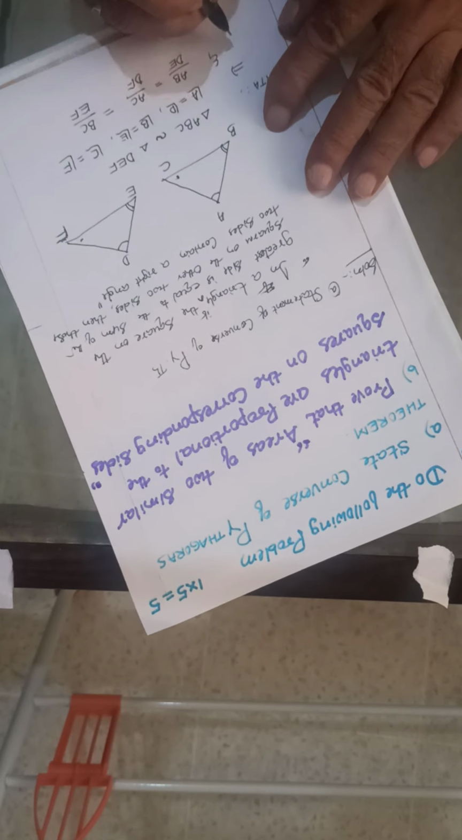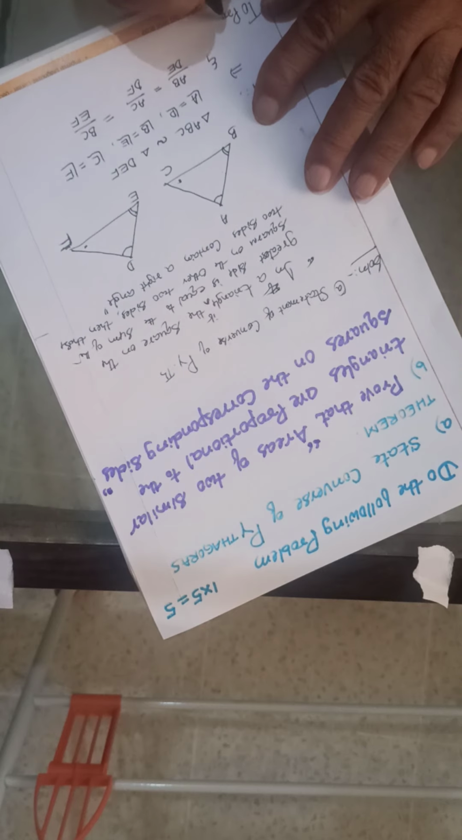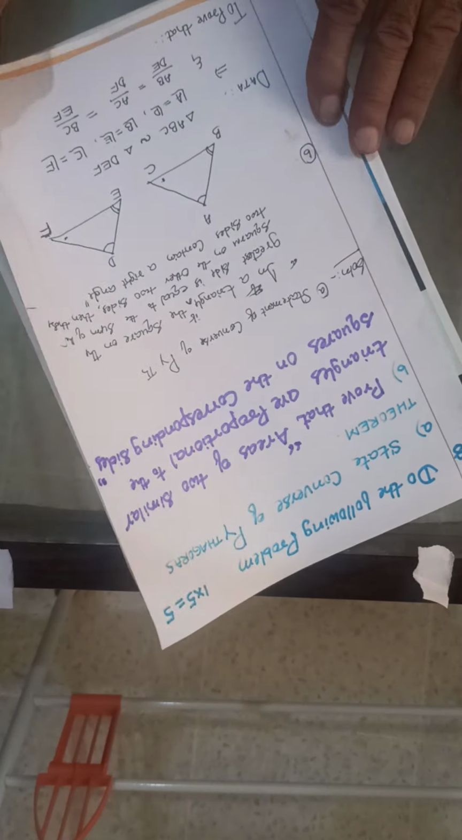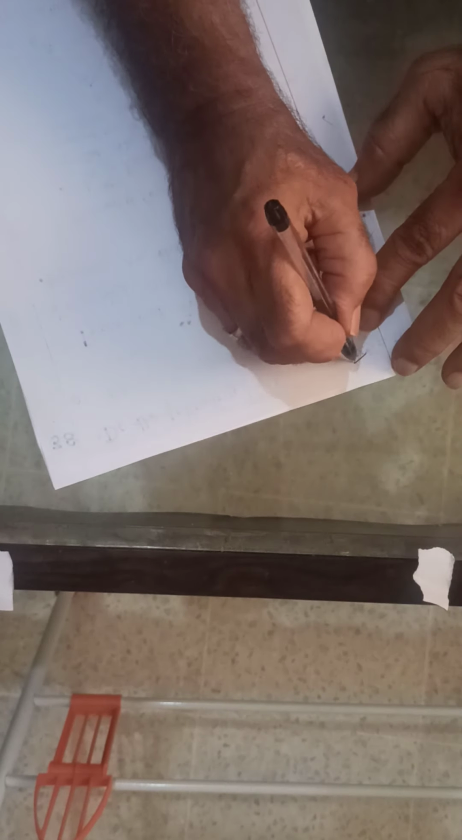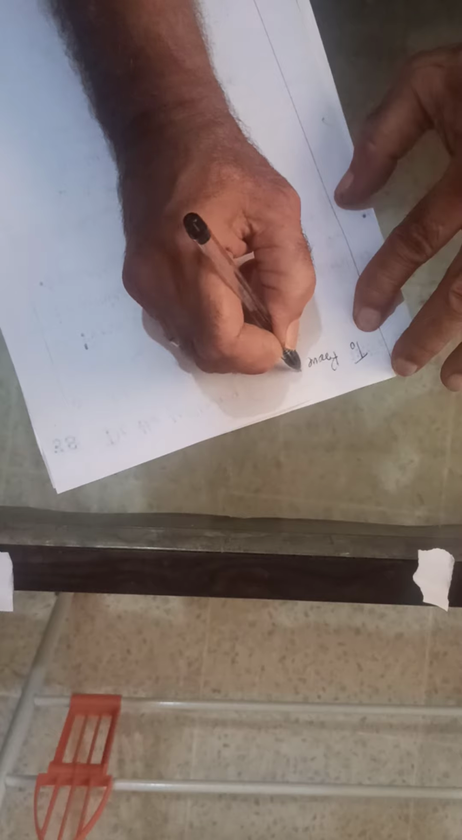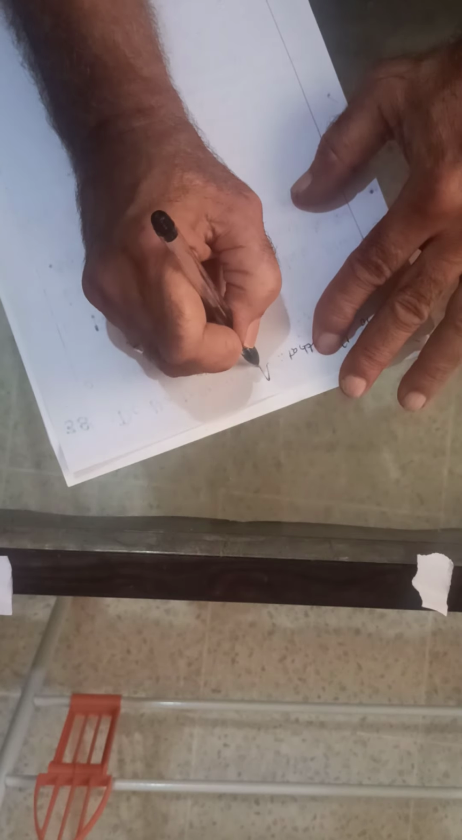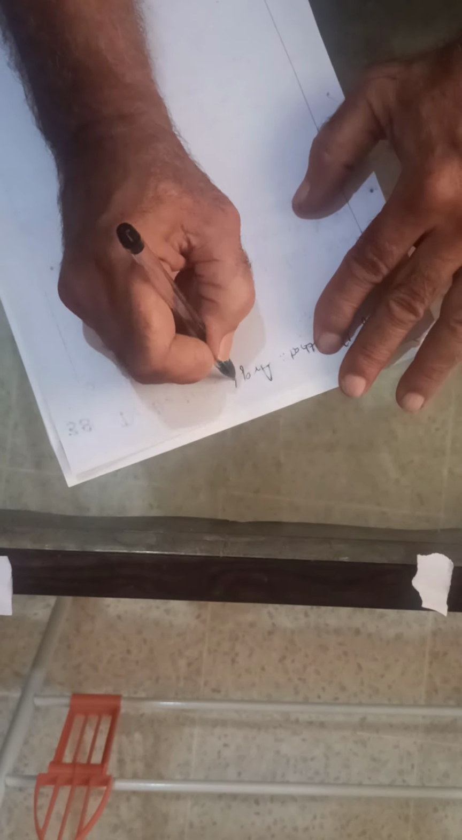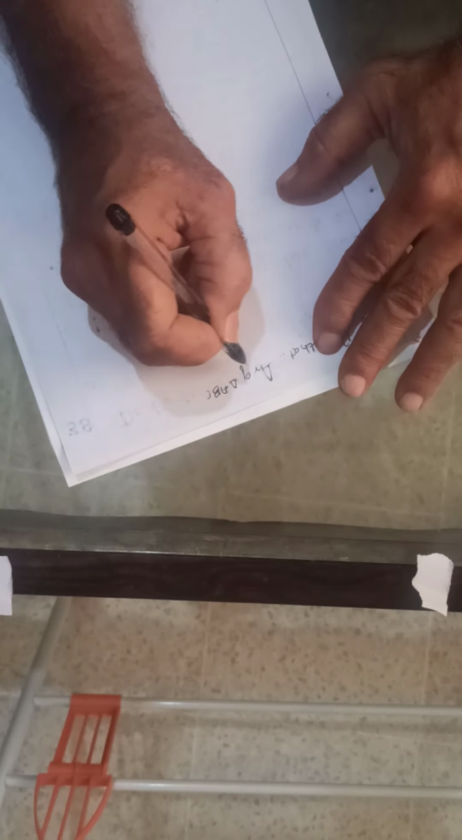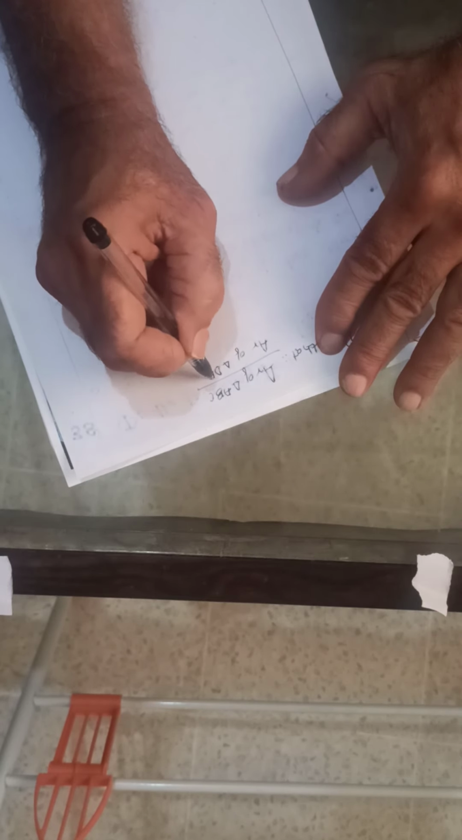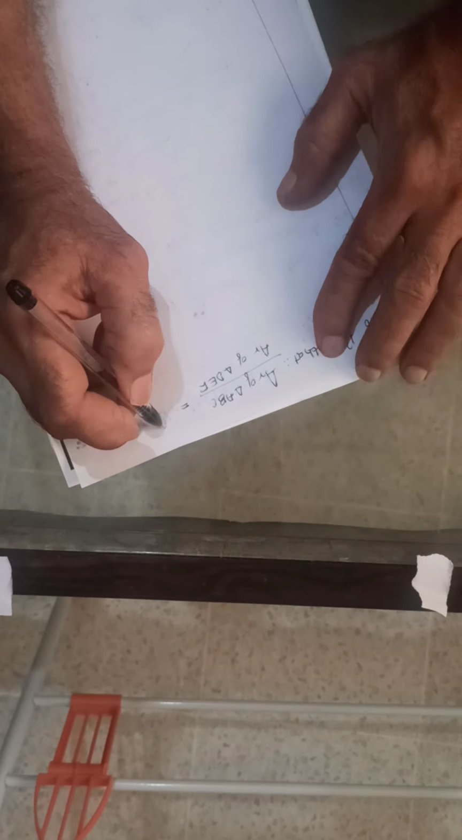What is to be proved? I will write: to prove that, area of triangle ABC over area of triangle DEF is equal to the squares on corresponding sides. Area I will write as AR.